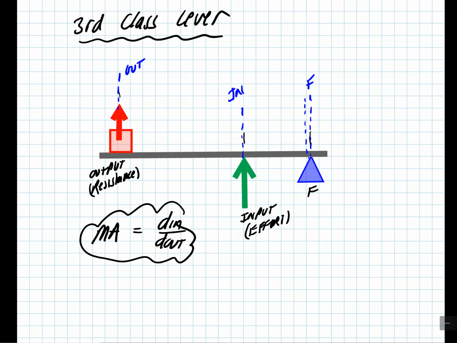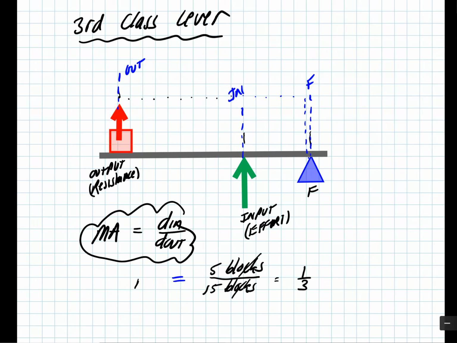So what's D in? Count the blocks. 1, 2, 3, 4, 5. I don't want blue, I want black. So the input is going to be 5 blocks. It goes on top, always on top. And the output, let's count. Well, I know that's 5. 5, 6, 7, 8, 9, 10, 11, 12, 13, 14, 15. Okay, 15 blocks. Blocks cancel out. And what do I get? I get basically 1/3.